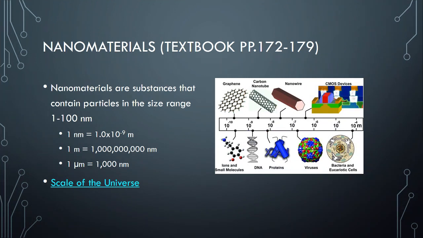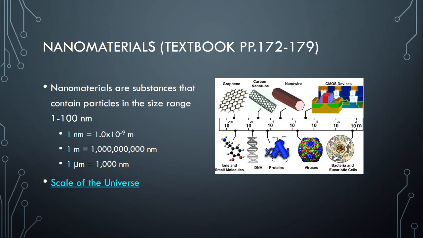Nanoparticles are considered to be around the size of graphene, ions and other molecules. Carbon nanotubes, DNA, they're all nanoparticles. It goes up to proteins, nanowire, viruses, a bit bigger there, a CMOS device, something that would sit in an electrical chip, and also bacteria and some other cells. That's around 10 to the power negative 4.